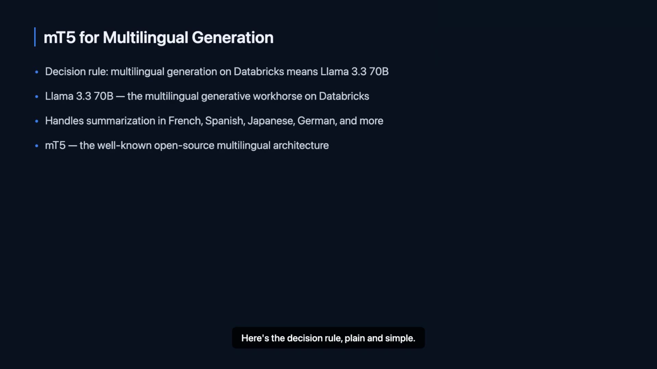Here's the decision rule. Plain and simple. On Databricks, multilingual generation means Llama 3.3 70B. That's the multilingual generative workhorse on this platform, the endpoint you reach for whenever the requirement crosses languages. If a scenario asks you to summarize support tickets in French, Spanish, Japanese, and German, that's the model.